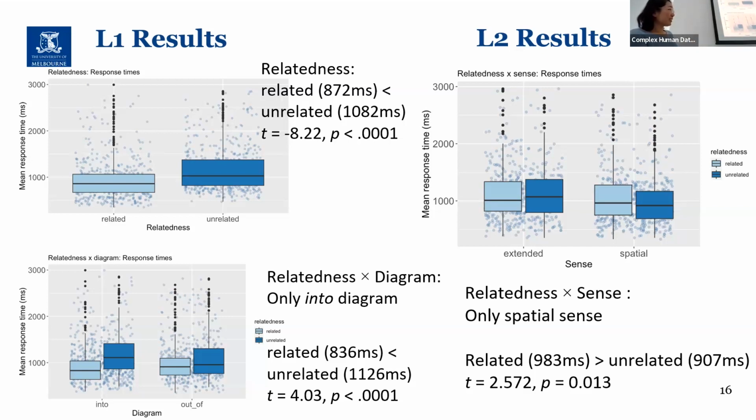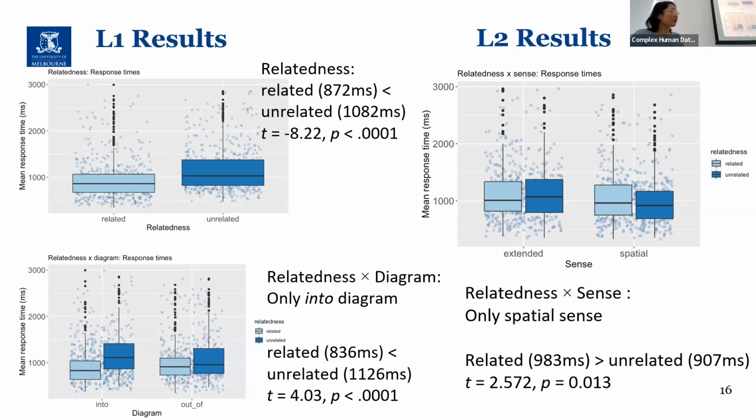For L2 learners, first of all, the overall congruency effect wasn't shown. We only found a relatedness and sense interactional effect. That is, the effect yielded by the sentence-diagram matching, the congruency effect, was only shown on the spatial senses. And it wasn't robust enough to generate an overall main fixed effect on congruency. And second, it was a reverse finding.